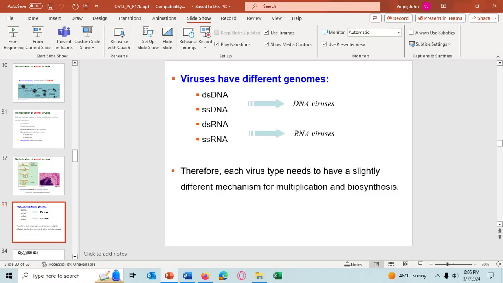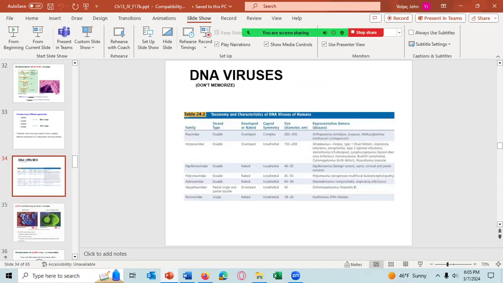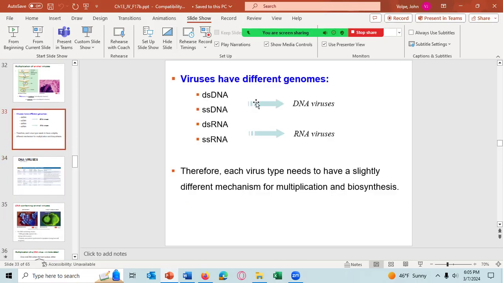Each virus needs to have a slightly different mechanism for multiplication and biosynthesis depending on what its genome is. For a DNA virus that's double-stranded, it's very simple to replicate. You just follow normal DNA replication, meaning this double-strand DNA will separate into single-strand DNA. Each single strand will be used as a template to make newly replicated virion DNA.